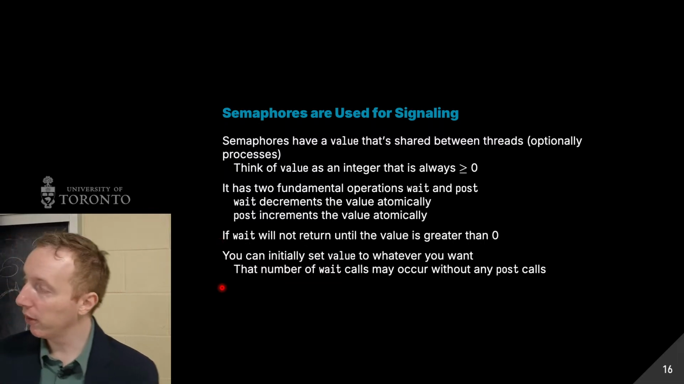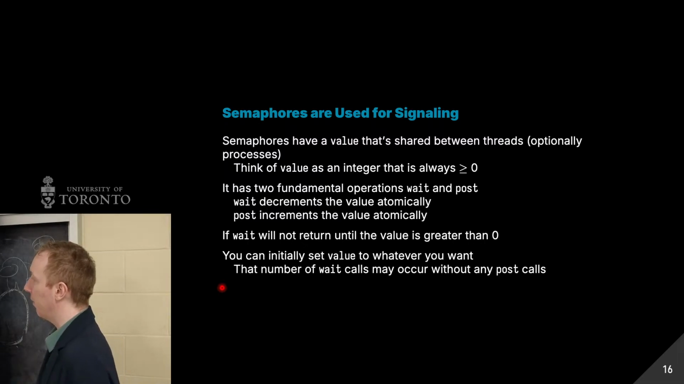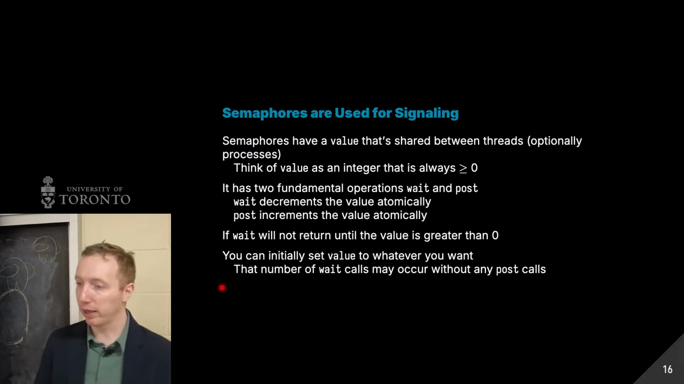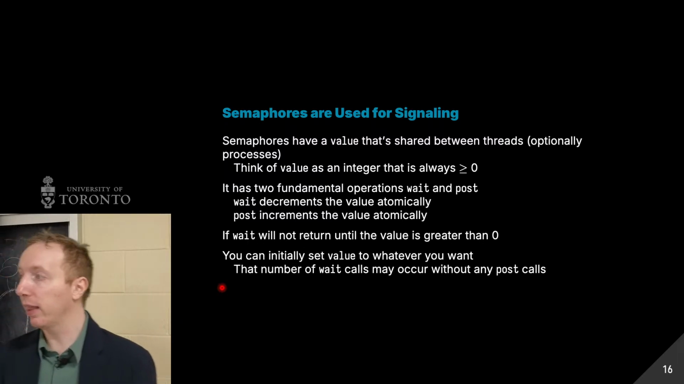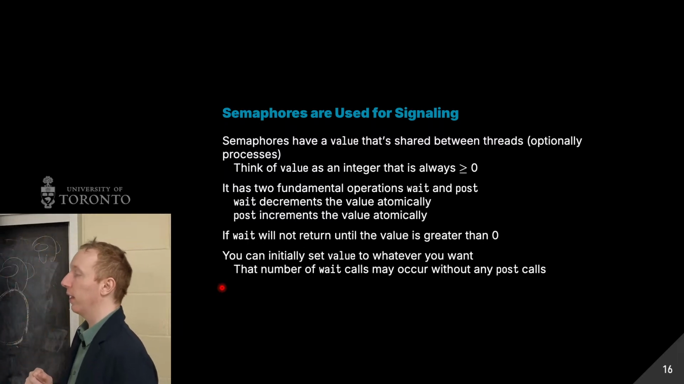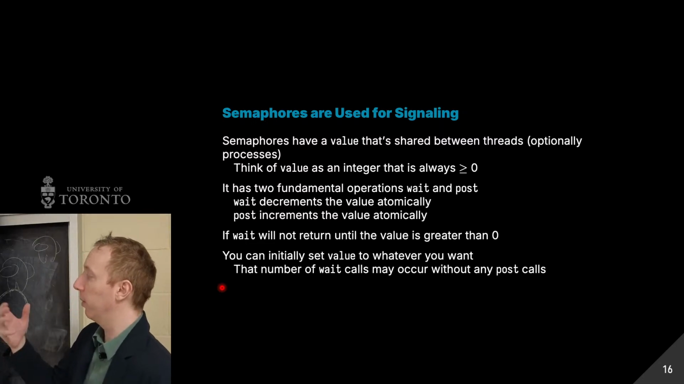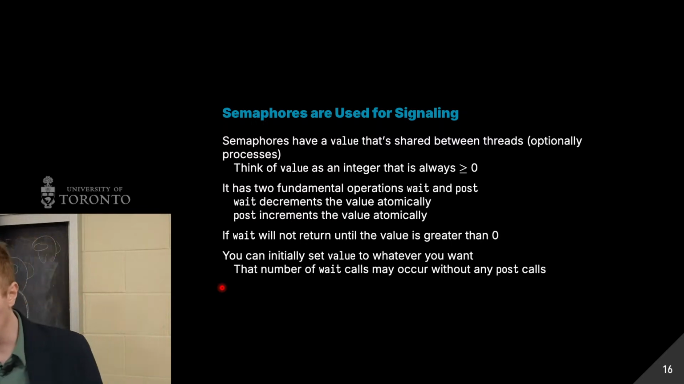So how they work is initially I can set that value to whatever you want. The way to think about it, and we'll get some practice as well, is that that is the number of wait calls that can occur without blocking, without any post calls being required.